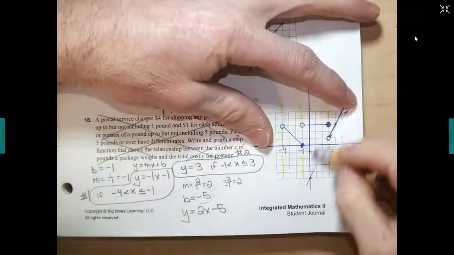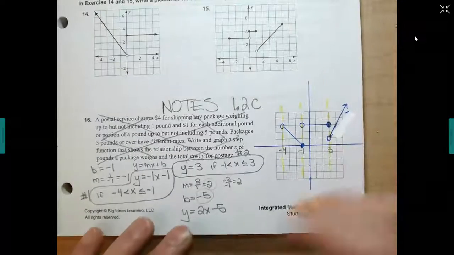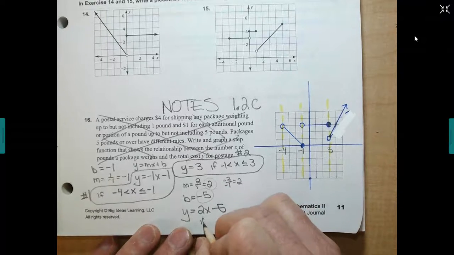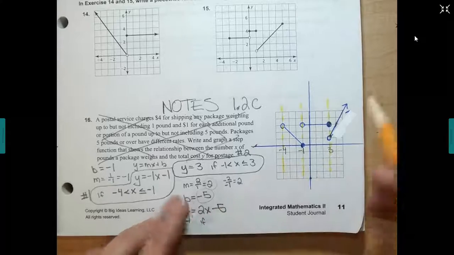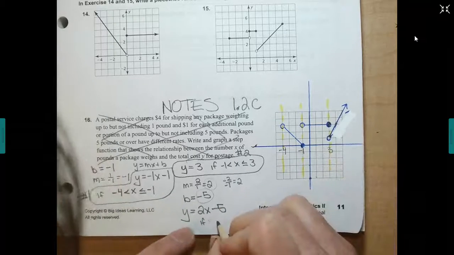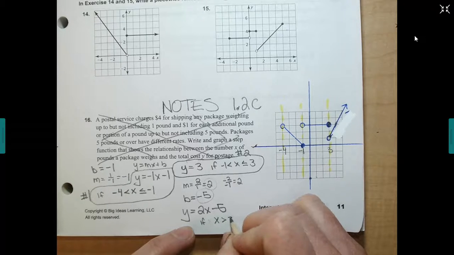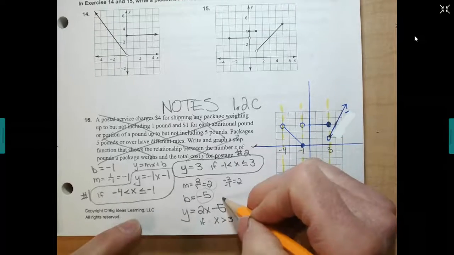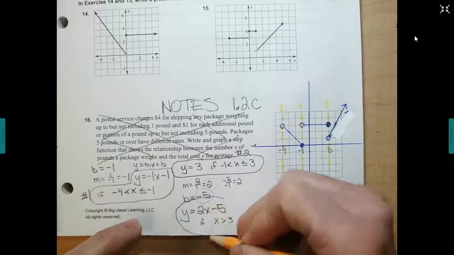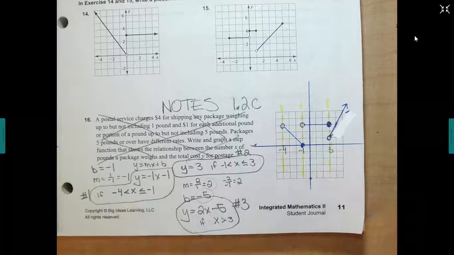And then I'm going to take this back out. And my x, if x is greater than 3. If x is greater than 3, because it keeps on going forever. So there are my three functions.